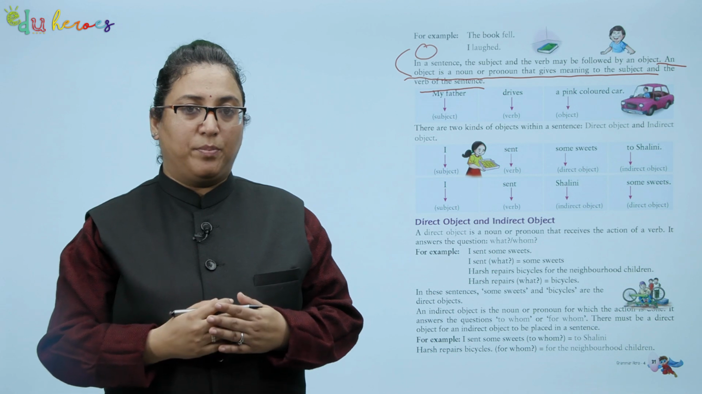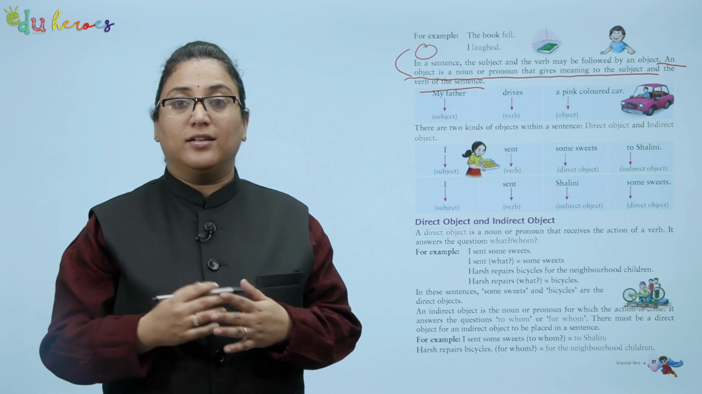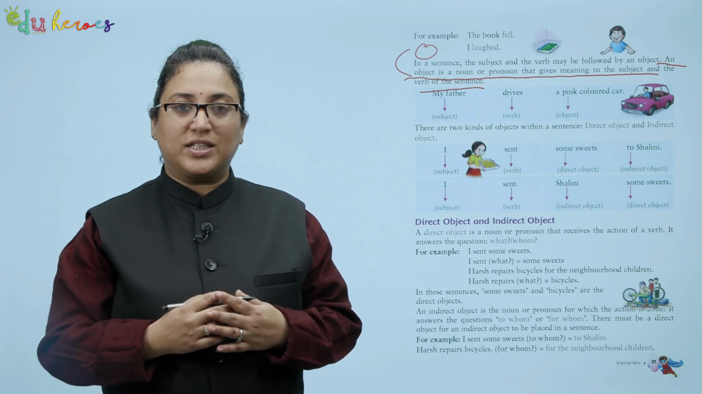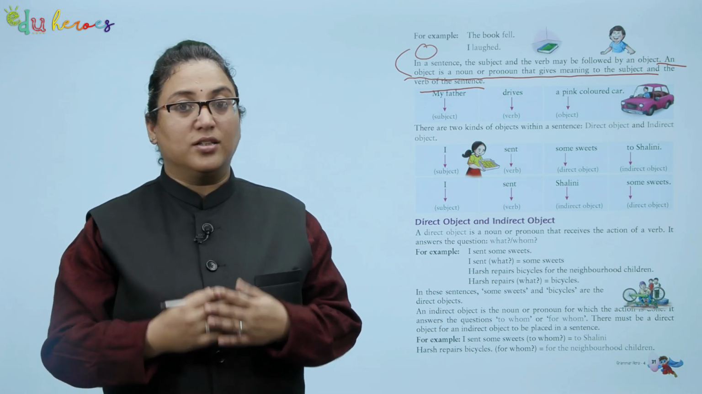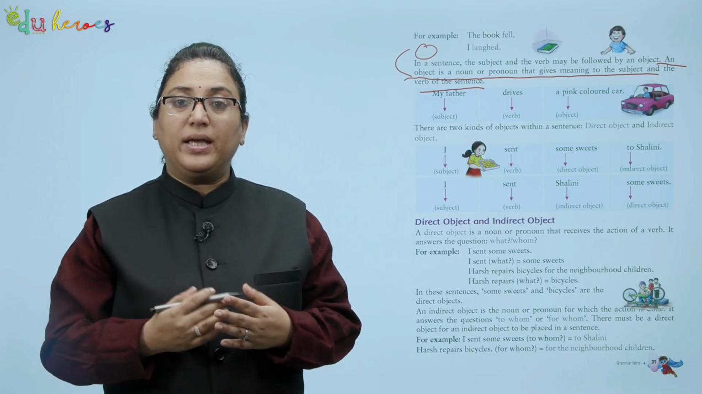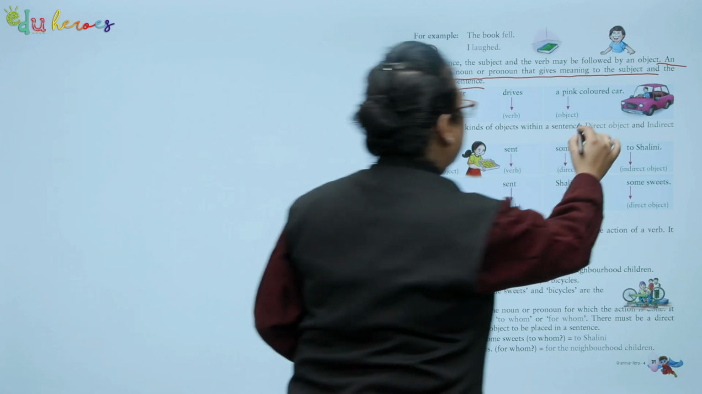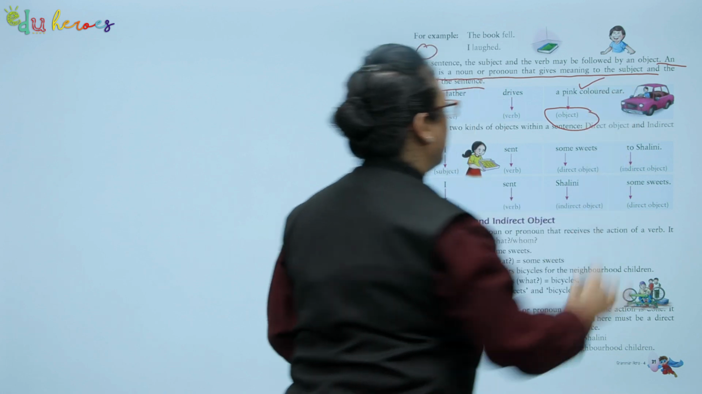Let's understand it properly. For example, my father drives a pink colored car. What is the subject here? My father. The verb drives, and what is the object? A pink colored car, because it is receiving the action. So this is the object here. It's receiving.